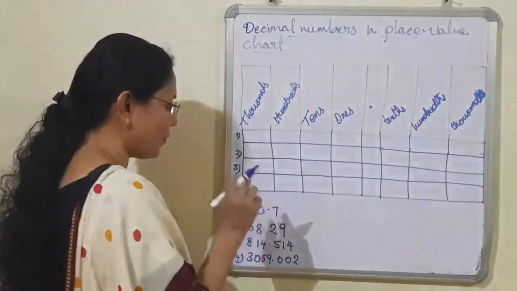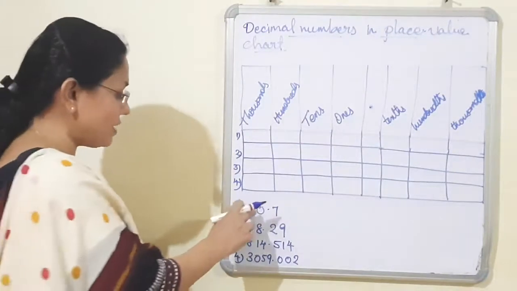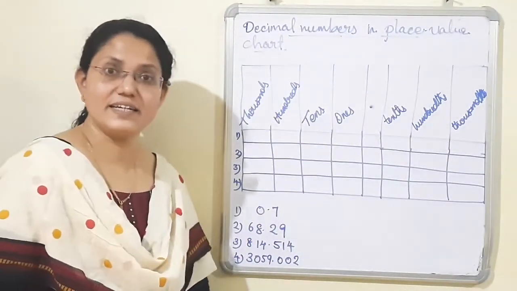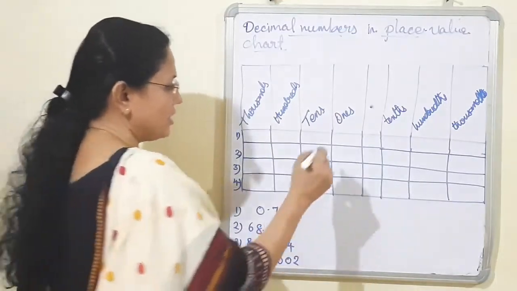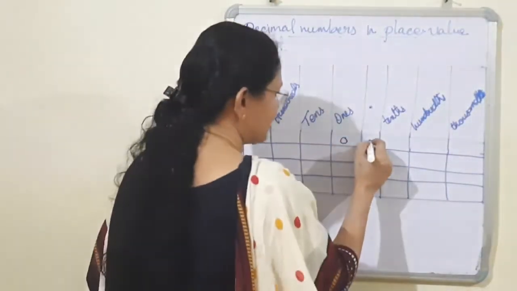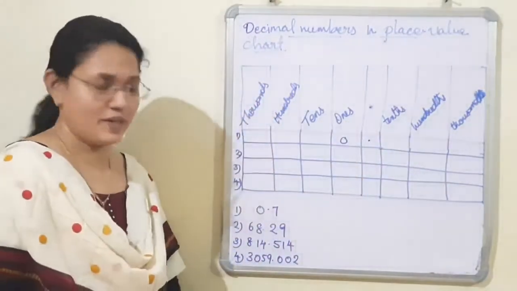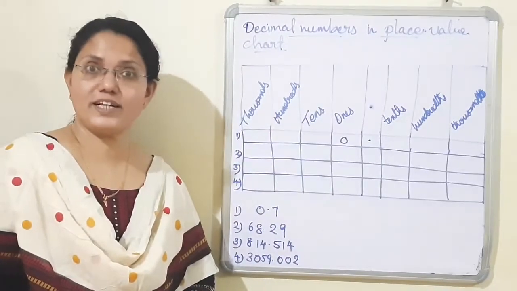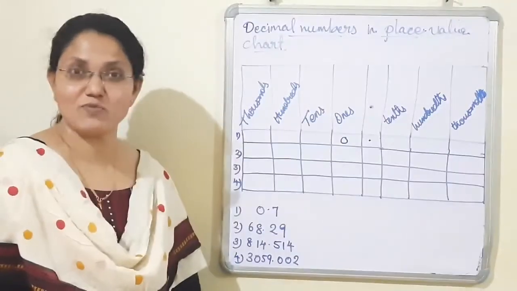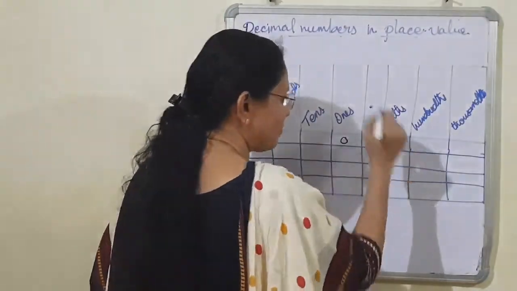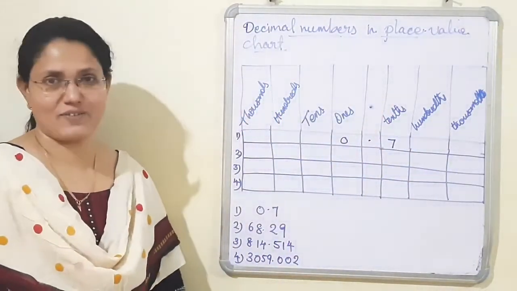First, 0.7. Whole number part 0 only there, means only one digit is there. It comes under ones place. Therefore, in the ones place we should write 0. The decimal point, in the same column itself we should put. Next is 7. Now, immediately after the decimal point, the first digit comes under which place? Yes, tenths place. Therefore, below the tenths place, we have to write this 7.